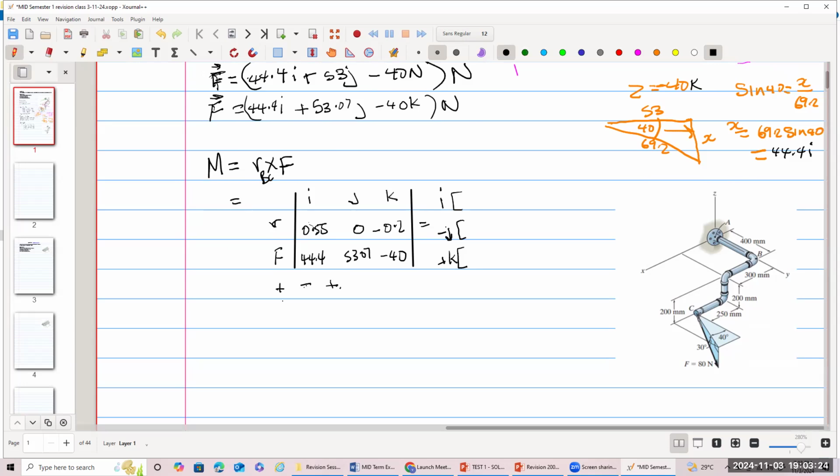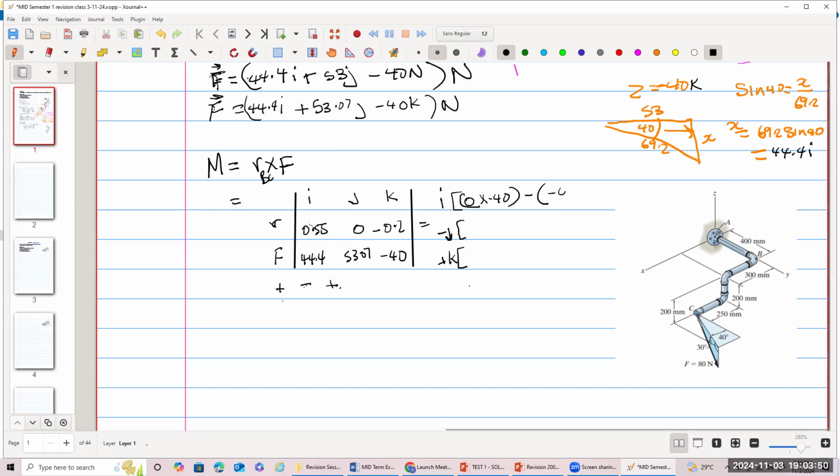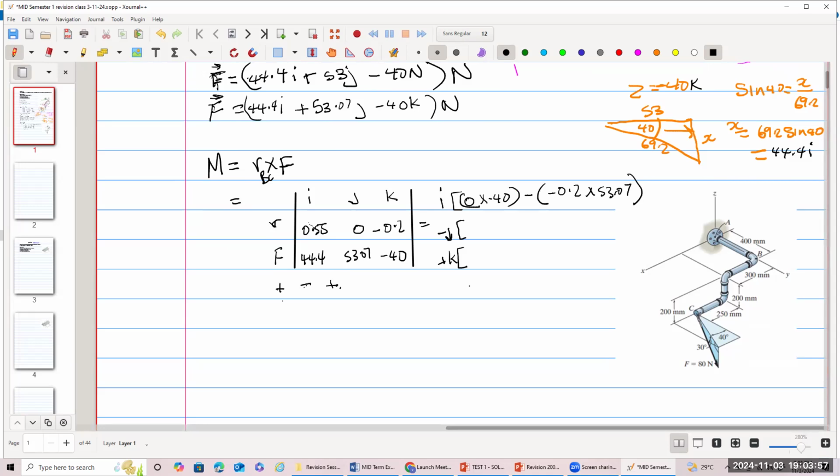So we know that the I cancels out and we're only working with the J column and the K column. Everybody can see the columns we're working with, these two here. So the first one is 0 times minus 40, I can put a bracket, minus, next one is minus 0.2 times 53.07. And I want somebody to tell me the answer for that.